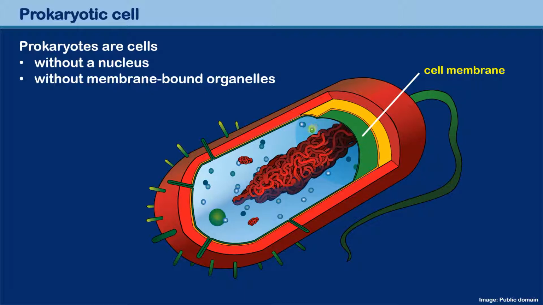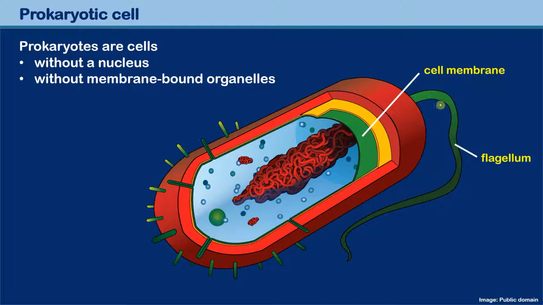Inside here, generally, we do not find any membrane-bound organelles. Yes, there are some prokaryotes with exceptions. We're not going to talk about that. So the cell membrane, what does the cell membrane do? It controls what goes into the cell and what goes out of the cell.